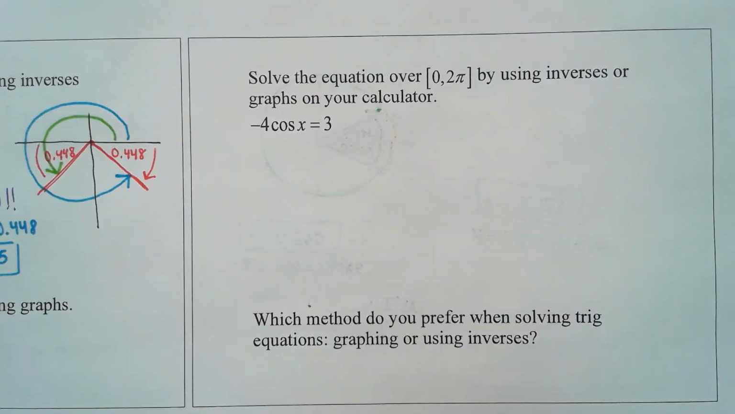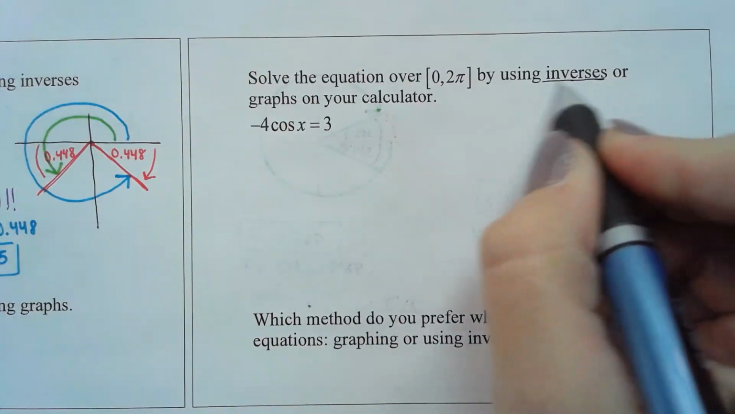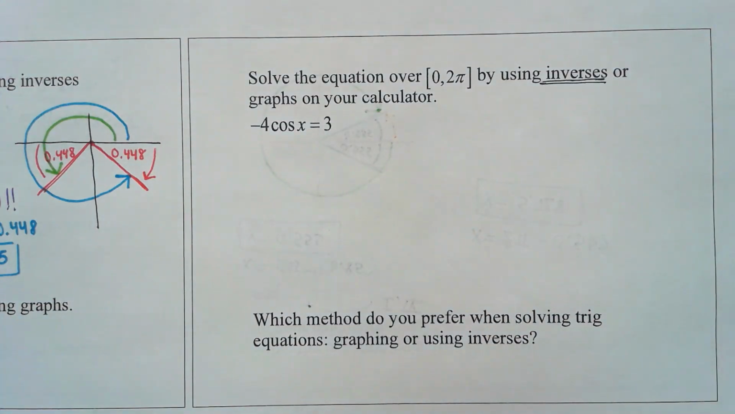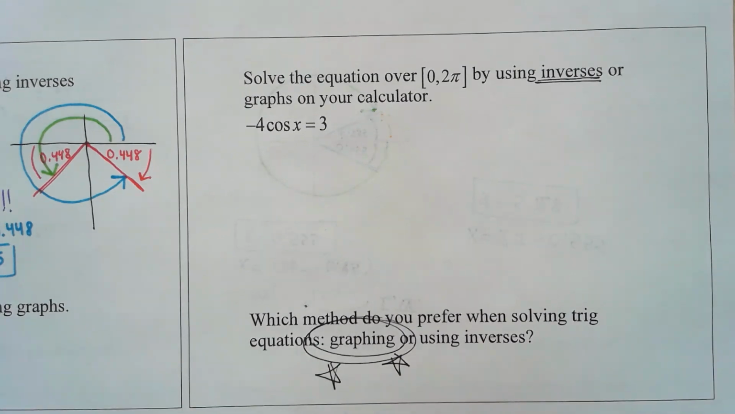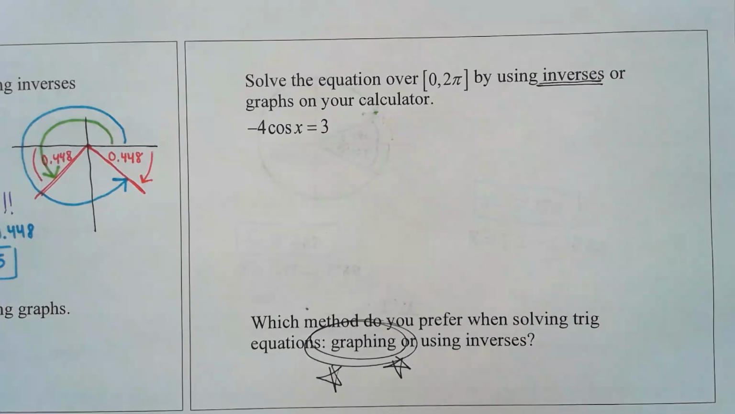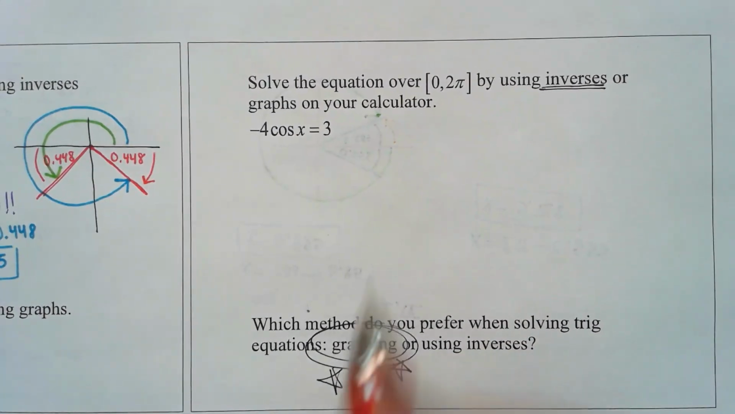Now, it says solve the equation on the interval 0 to 2 pi by using inverses or graphs. I'm actually just going to tell us, I would like us to use inverses for this one. I know we just saw that maybe using the graph is easier. Like by far, that's me. But I would like to see, because this one does something a little bit different as well. So we're going to solve this one using inverses. I know you're not happy about that.